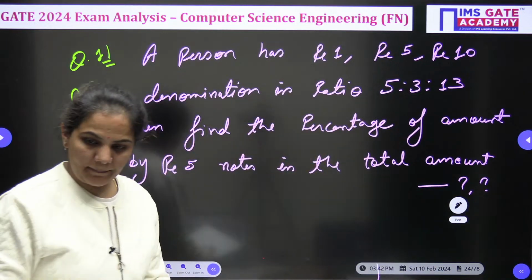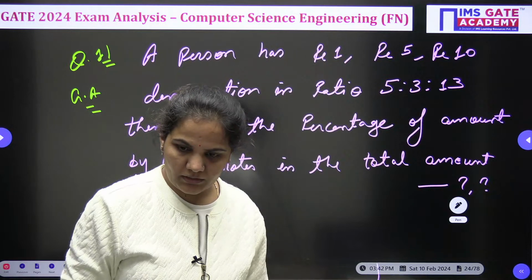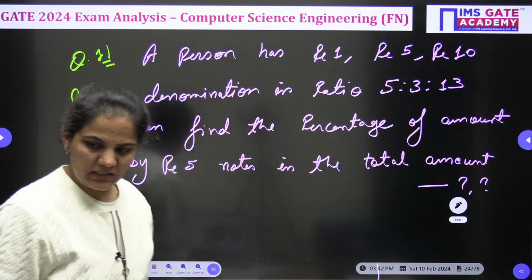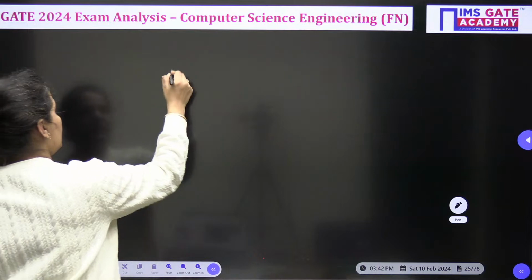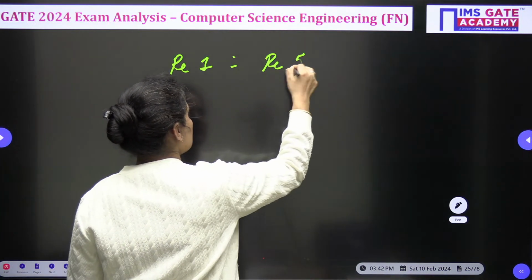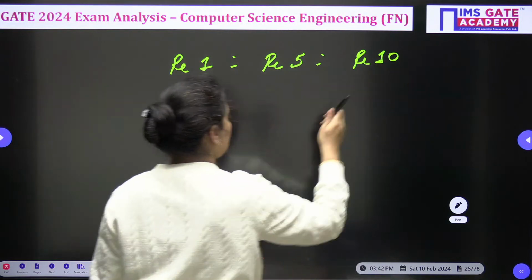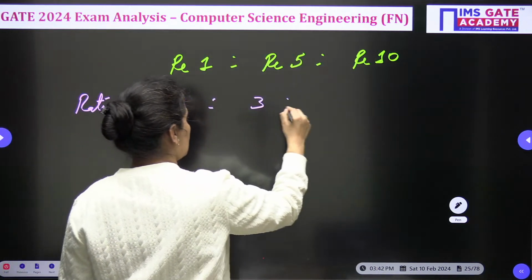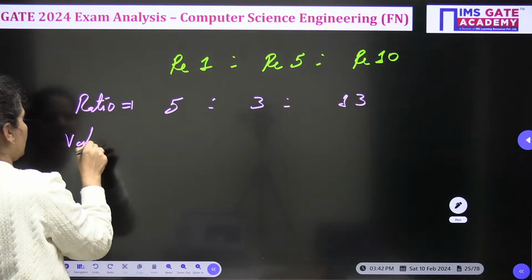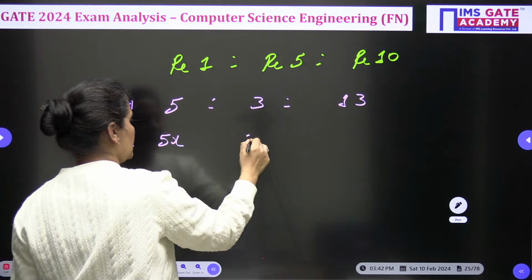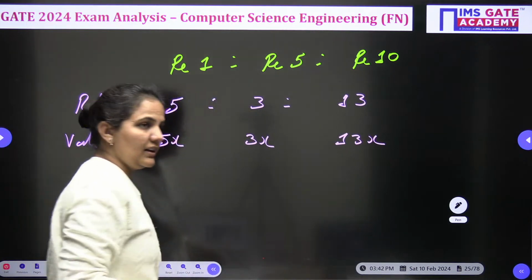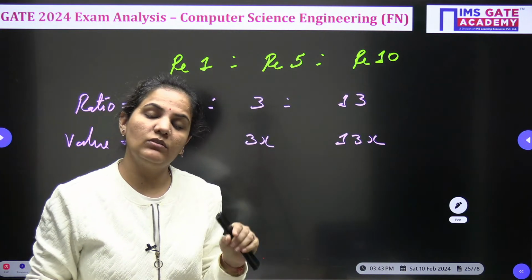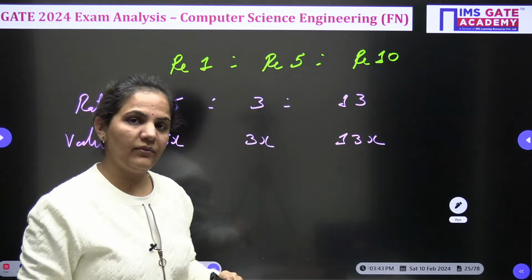Okay, let's approach. Very easily we can approach this question, dear students. We are having here three types of notes, rupees 1, rupees 5 and rupees 10. The basic question, a very simple question from ratio proportion. The ratio given to you is 5:3:13. Let us assume the value of rupees 1 is 5x, this is 3x, this is 13x. I need to find out, from the rupees 5, what percentage the rupees 5 notes have among the total.